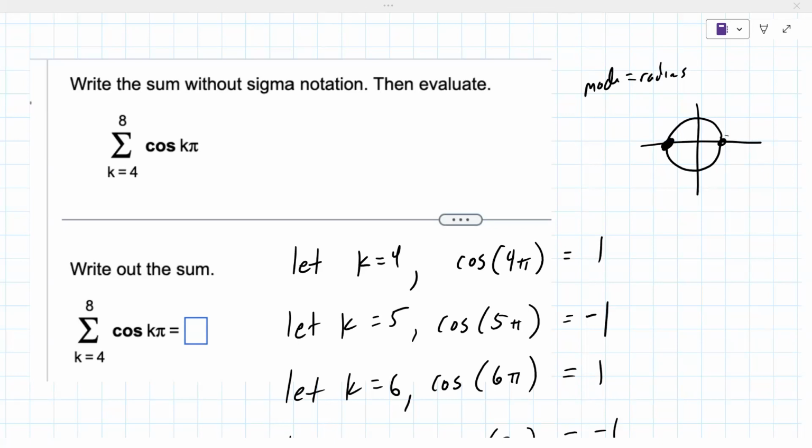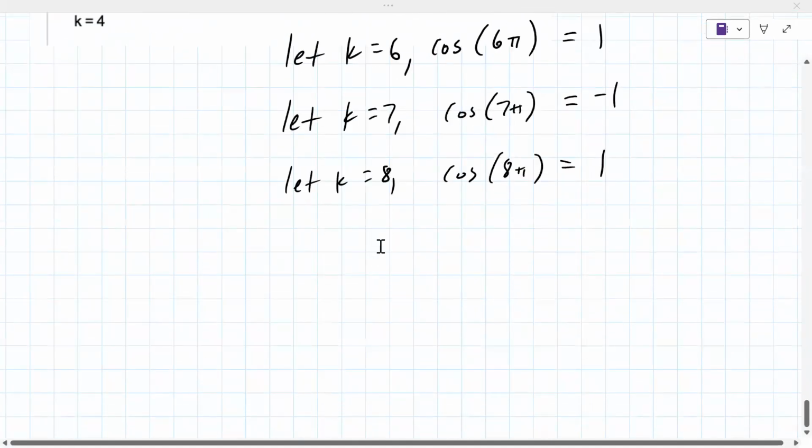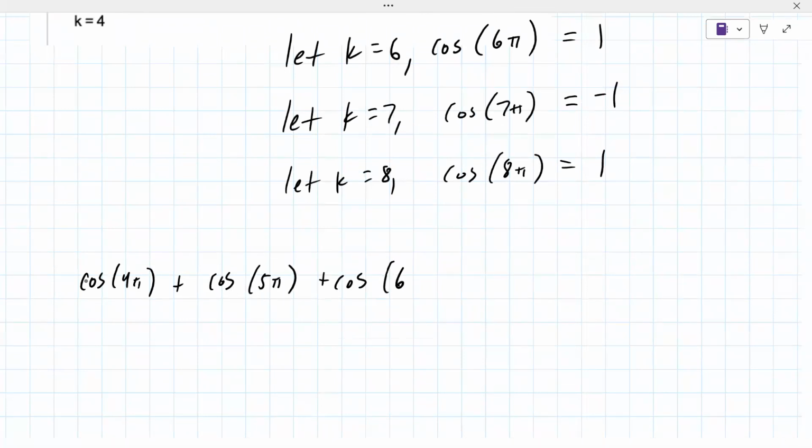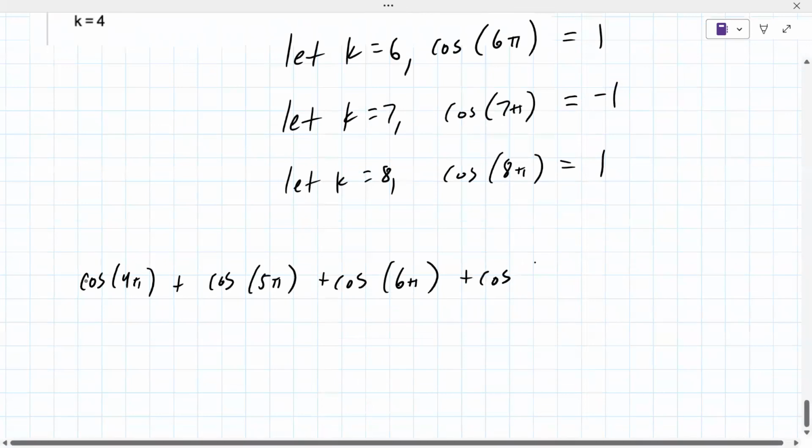Check one more. It's good to get two sources whenever you're doing something. Okay, so what I think it wants here, and you're not going to like this, is cosine 4 pi plus cosine 5 pi plus cosine 6 pi plus cosine 7 pi plus cosine 8 pi. And you can use copy and paste, but that is part A.